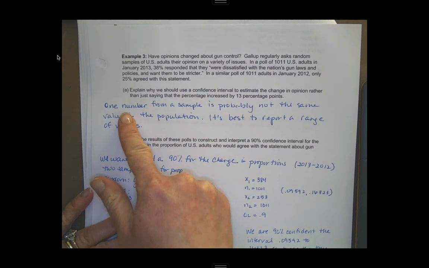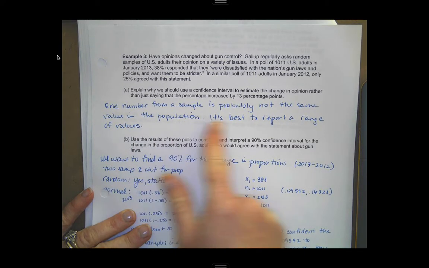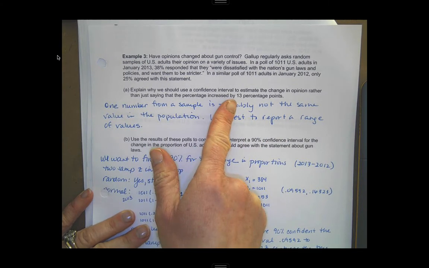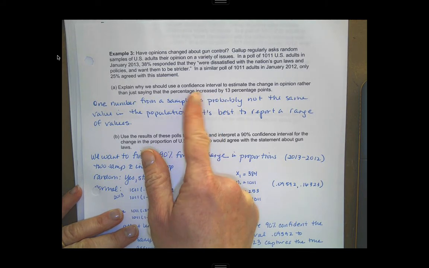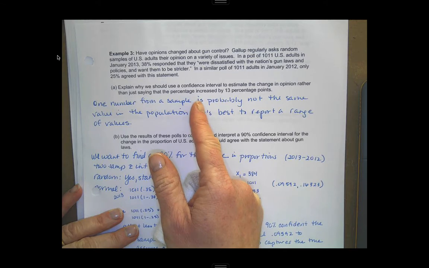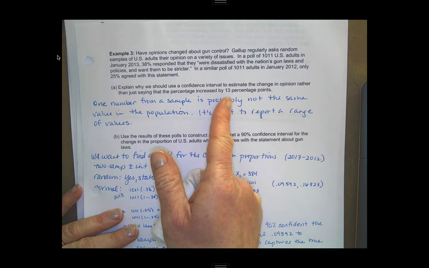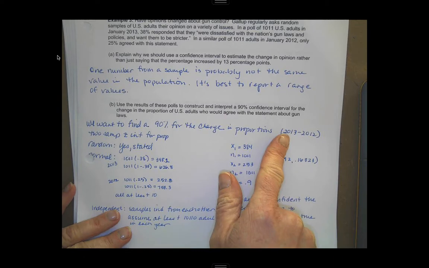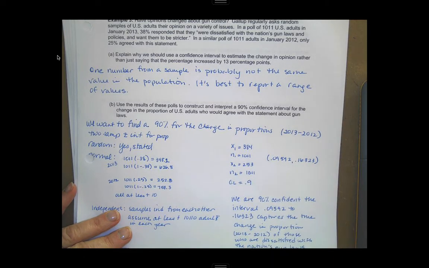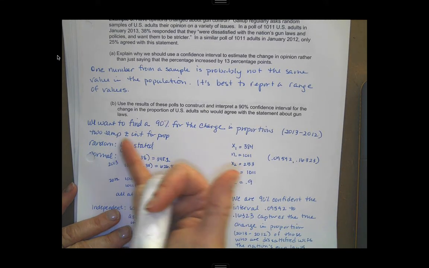All right, so one number from a sample is probably not the same as the value in the population, so it's best to report a range of values. Again, if you get one difference just from your sample, that's only one. It's just from a sample. If I repeat this process and take another sample, I'll probably get a different one. This one I did 2013 minus 2012. If you flipped it, these numbers would be negative, okay? And they'd be flipped.